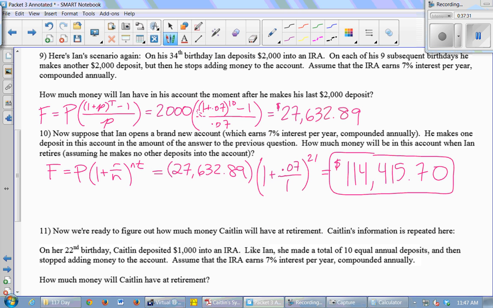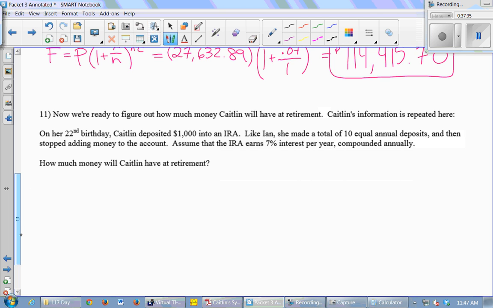All right, let's see how much I will have. We're going to figure out how much Caitlin has at retirement now. Remember, I started on my 22nd birthday, 10 equal amounts, just like Ian, of $1,000 though. And then I stop adding money to the account. I let it grow at 7% annual interest. Take a few minutes, see if we can figure out how much I will have when I retire.